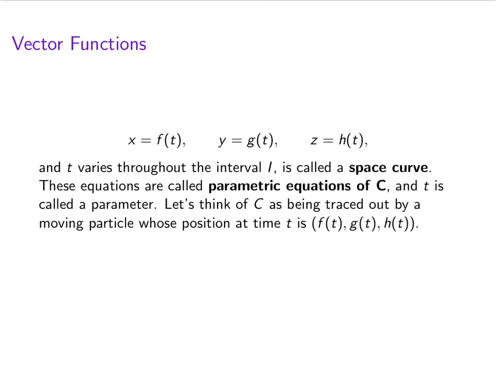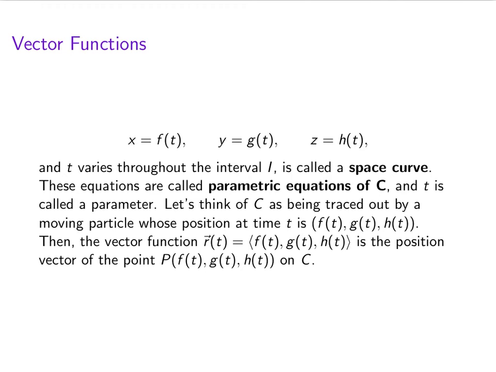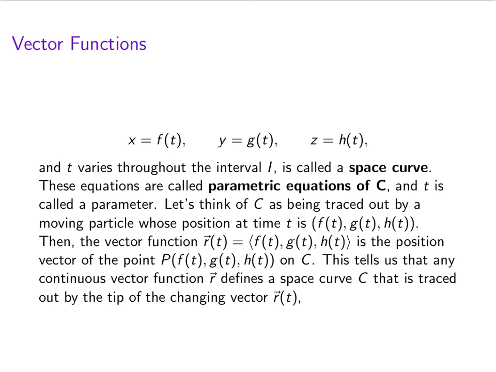All right, now let's think of C as being traced out by a moving particle. And its position at time t will be the point f of t, g of t, h of t. Then the vector function will be the position of the point on the curve. So we can say that any continuous vector function defines a space curve that is traced out by the tip of the vector that changes.